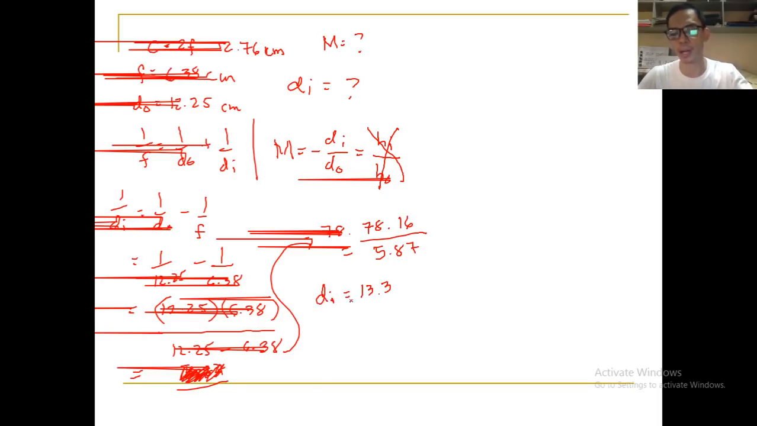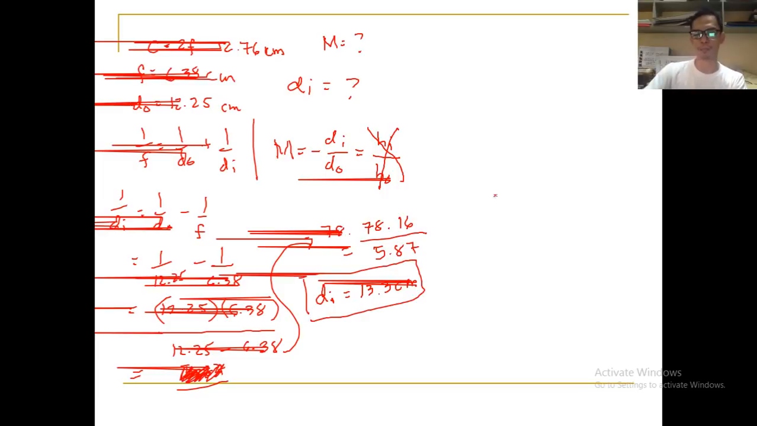Since the image distance is a positive value in cm, later we will analyze what it should be, whether it is real or virtual. Next, since we already have d sub I, we can now compute for the magnification.